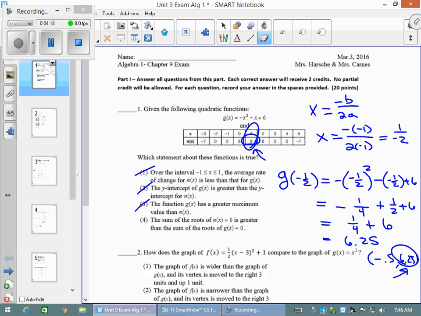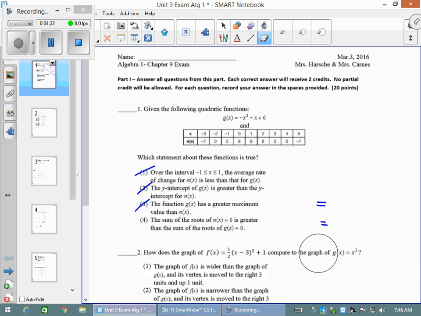Now I'm going to look at choice 4. I know it must be choice 4 because that's my last choice, but let's just make sure. The sum of the roots of n of x is greater than the sum of the roots for g of x. Okay, so roots are where your y value is equal to 0. So here are my 2 roots. They said 0, so I'm going to add them together. So -2 plus 4, that gives me a 2.